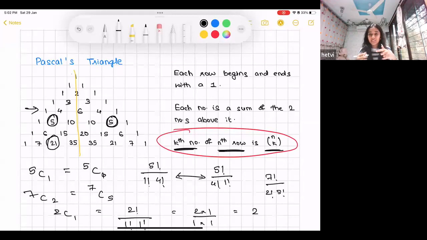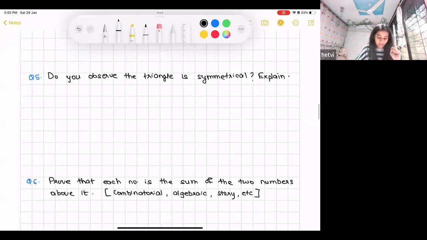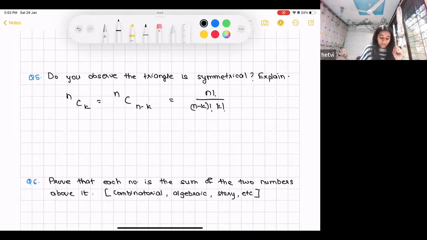And so this is the kind of stories we'll be making. They won't be very elaborate and creative, but it won't involve a lot of math. It will be intuitive. It's symmetrical because nCk equals nC(n minus k), where both equal n factorial upon k factorial times (n minus k) factorial, or it's selecting k people is same as rejecting n minus k people.